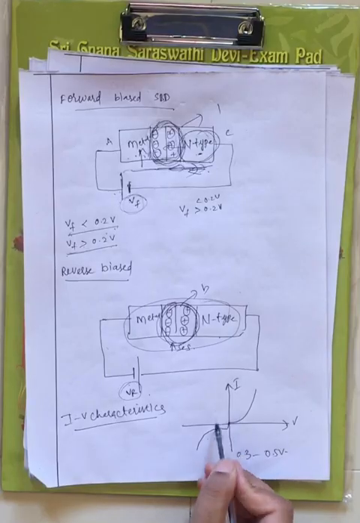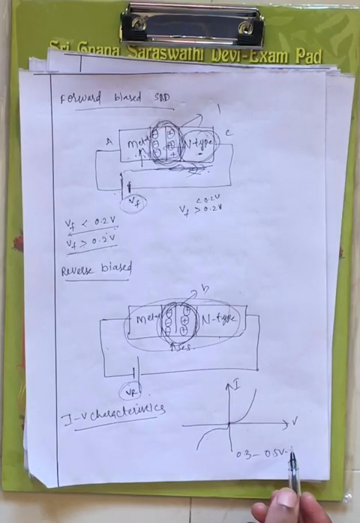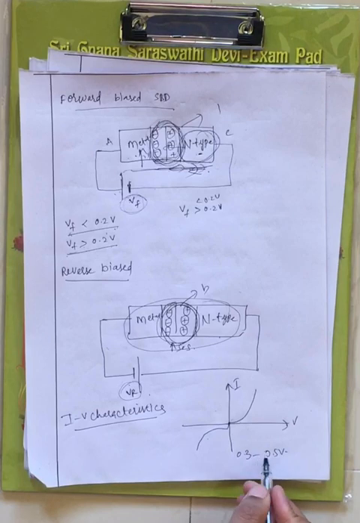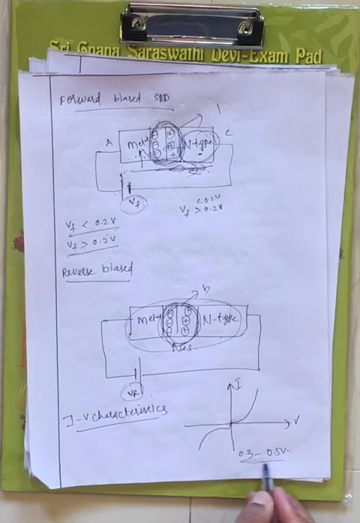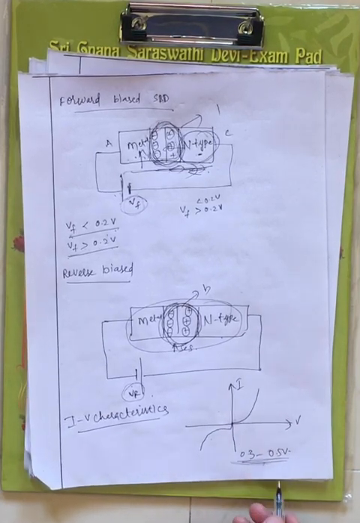Now this is the IV characteristics of it, same as your PN junction diode, only the forward drop voltage will vary, right? That is varying from 0.3 to 0.5 volts, right? Now this is about your Schottky barrier diode, right?